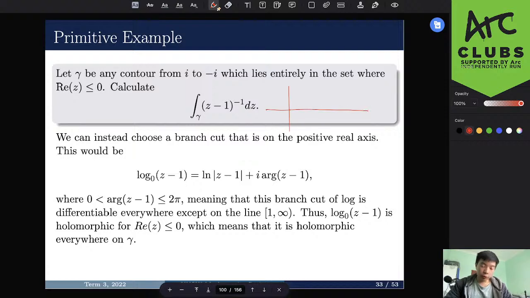So one thing to note is that we have our point 1 here. We can actually choose any branch cut that we want, but the main reason we chose this one is because it's much easier to calculate, as we'll see later.